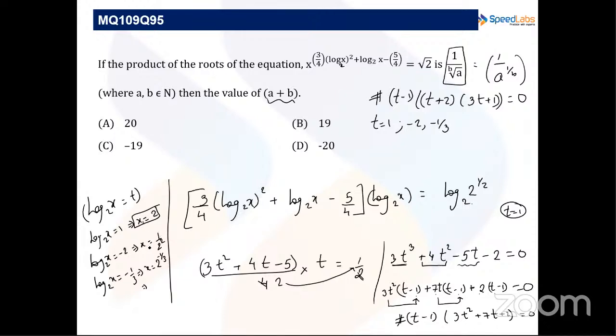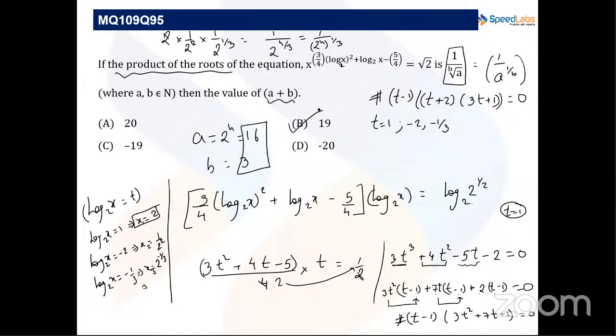On multiplying these three values, let's say this is x1, this is x2, this is x3, we have to find the product of the roots. So we would be having 2 into 1 by 2 square into 1 upon 2 to the power 1 by 3. So on cancelling, you would be getting 1 upon 2 to the power 1 plus 1 by 3, that will be 4 by 3. So this is 1 upon (2 to the power 4) whole to the power 1 by 3. So a is equals to 2 to the power 4, that is 16, and b is equals to 3. So the sum will be 19. So the correct option is B.